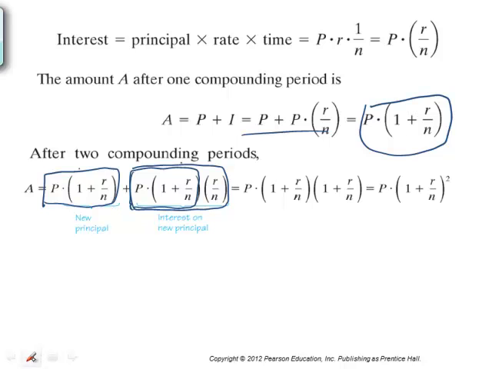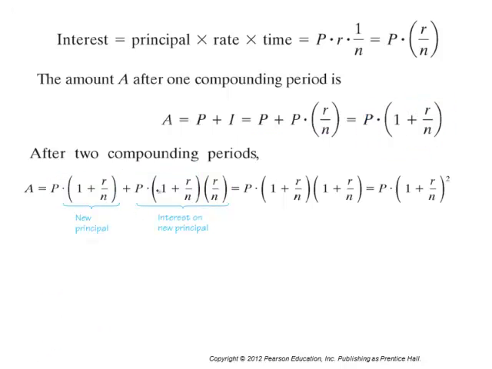So if you look at this expression right here now, you can factor out the 1 plus R over N and factor out the P, and what you're left with is another 1 plus R over N.